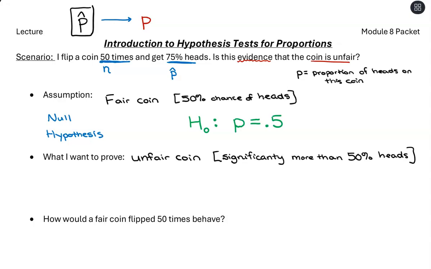The significance part is where the statistics comes in. We want it to be statistically significant. Because if we just want to prove that it's more than 50% heads, well, 75% is more than 50%. Cool, done. But to show that it's significantly larger, we need a little bit of math to help out. So this right here is called the alternative hypothesis. It always links with what I want to prove or what we're looking for evidence for.